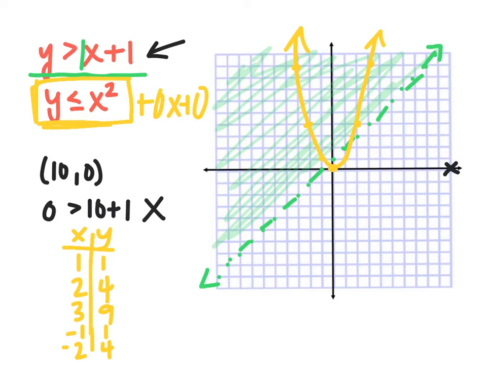Now, I'm going to only look at that yellow parabola. Ignore everything in green. And I'm going to do a test point. Okay, so I'm going to test, let's test 10 comma 0 in this one too.